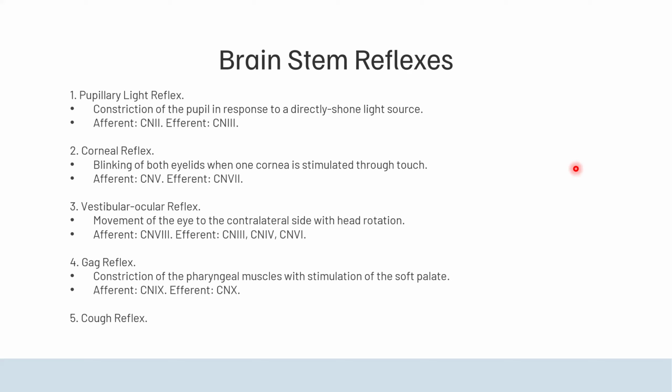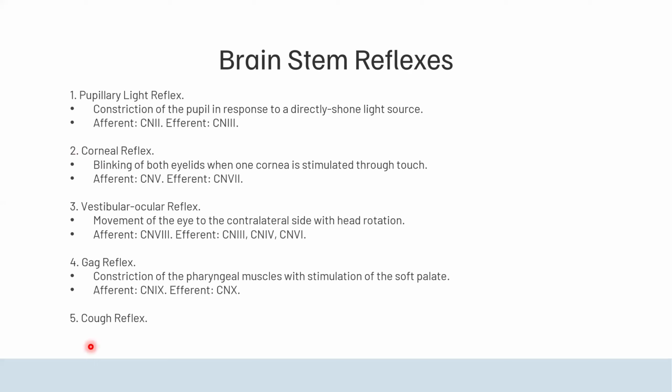So brainstem reflexes are very, very important, and they should not all be gone unless the patient is dead. Otherwise, some of them might be affected when their respective afferent or efferent nerve is also affected. So the 5 reflexes are the pupillary light reflex, also known as the accommodation reflex, the corneal reflex, the vestibulo-ocular reflex, the gag reflex, and the cough reflex.